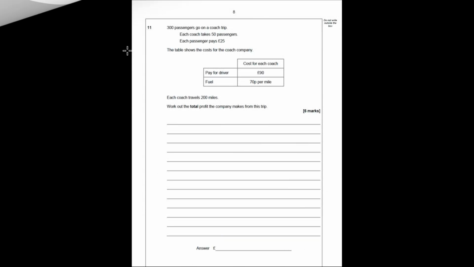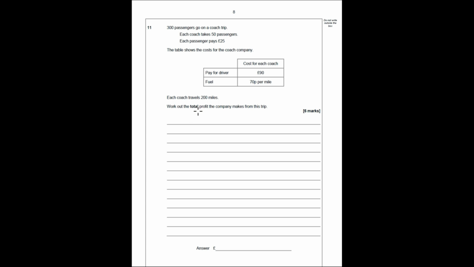4.1. Question 11. This is the longest question we have ever seen so far. Well, it's worth our work because it gives you 6 marks. Okay, let's see. 300 passengers go on a coach trip. Each coach takes 50 passengers. Each passenger pays £25. The table shows the costs for the coach company. They pay for the driver and the fuel. Each coach traveled 200 miles. Work out the total profit the company makes from this trip.